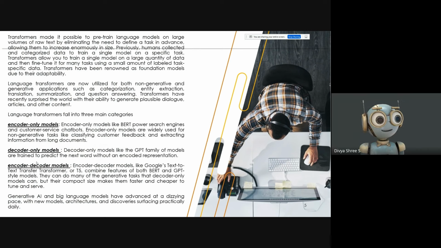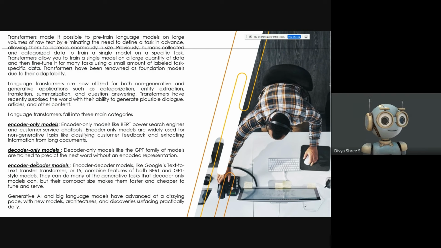Previously, humans collected and categorized data to train a single model on a specific task. Transformers allow you to train a single model on a large quantity of data and then fine-tune it for many tasks using a small amount of labeled task-specific data. Transformers have been renowned as foundation models due to their adaptability. Language transformers are now utilized for both non-generative and generative applications such as categorization, entity extraction, translation, summarization, and question answering.